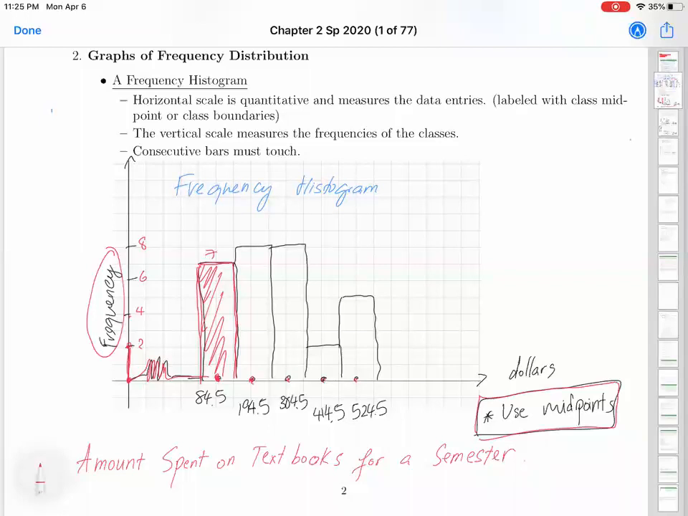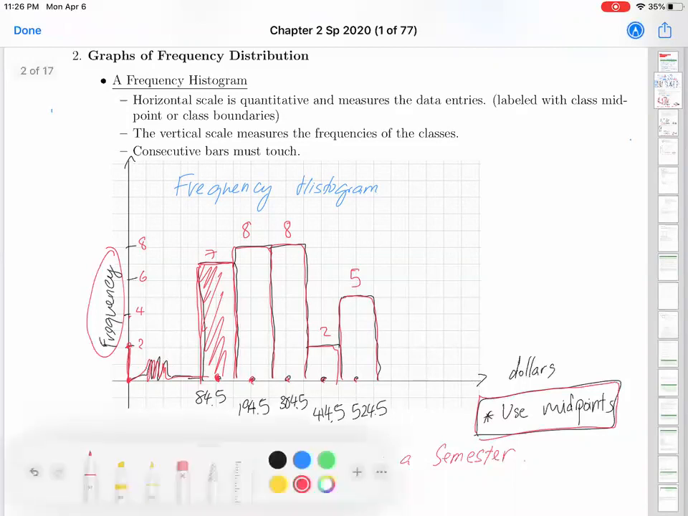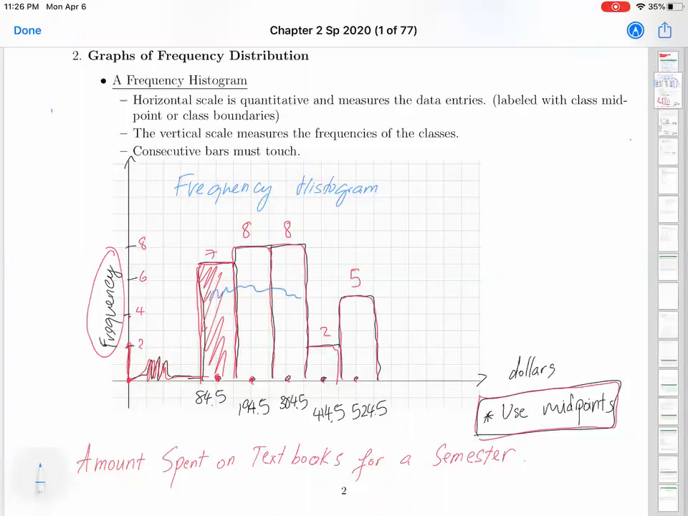All right, so I know that the frequency of the first class is 7. The frequency of the second class is 8. The third class is 8. The fourth class is 2. And the fifth class is 5. Okay. So if I look at this frequency histogram, I can see that the majority of the data set lies within the first 3 classes.